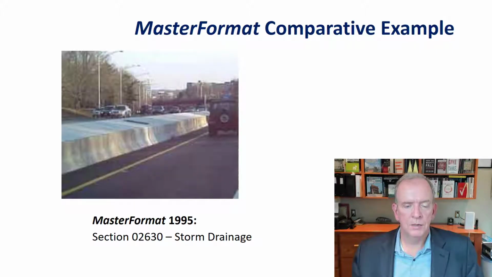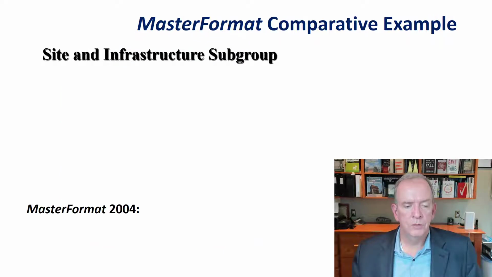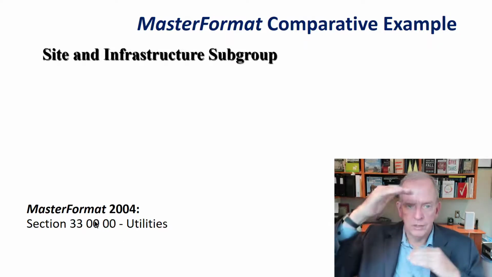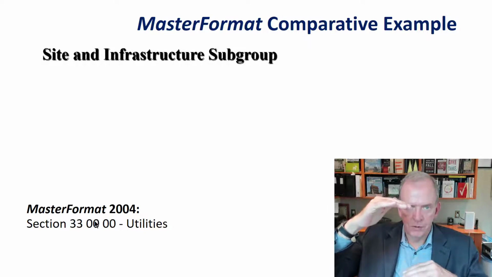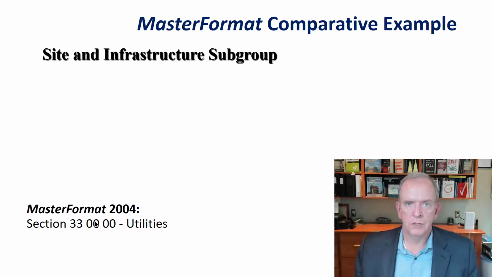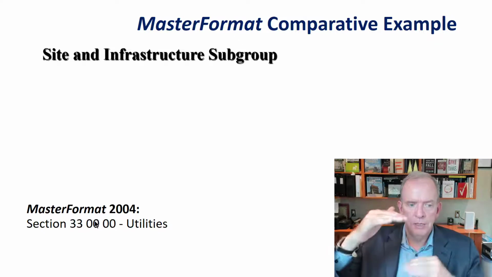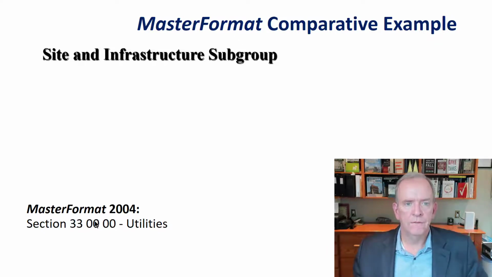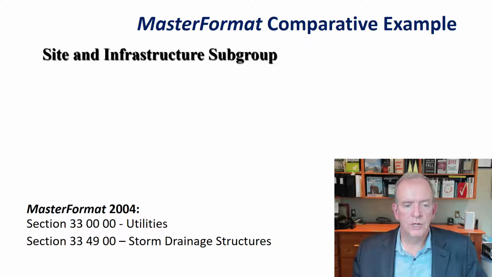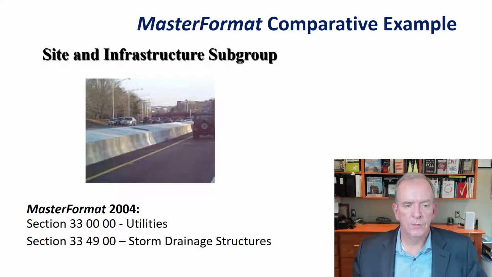And I think we got another one here. So section for storm drainage. What was that? That was in 2. So this is now into section 33, and it's under the site and infrastructure subgroup. That's why they've got those groupings that you see on my earlier slides from lecture 1 that are posted, that the site and infrastructure subgroup comes under here. And so we've got storm drainage structures, and there we go.